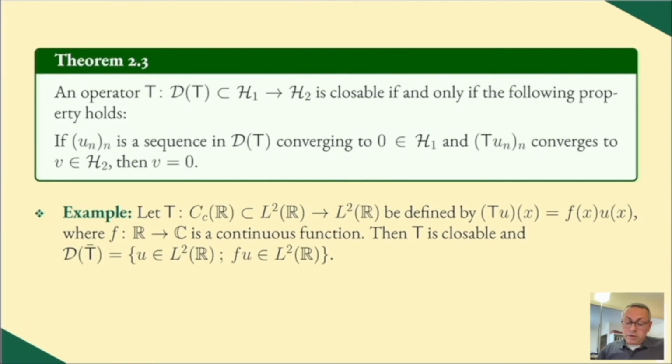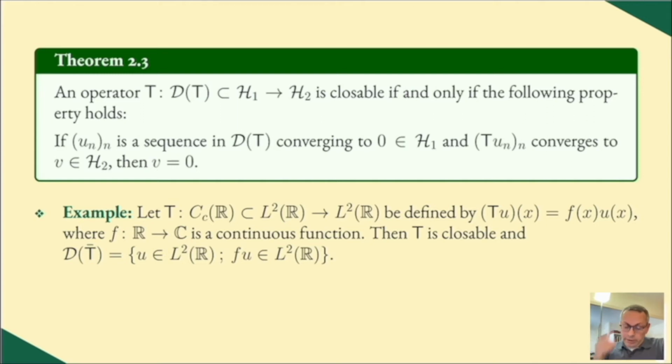There is a similar characterization of closable operators, completely equivalent to this property. If a sequence u_n in the domain of T converges to 0, and you need one more condition, that the images Tu_n converge in H2 to some element v, then this v must be equal to 0. This is completely equivalent to saying that T is closable.